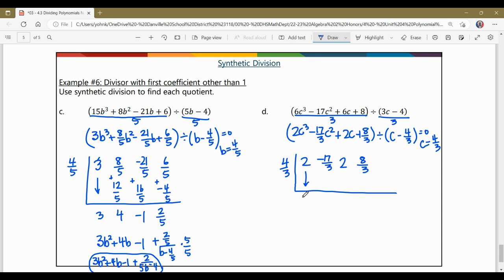So I'm going to bring down the 2, multiply 2 and 4/3 to get 8/3. Add these together, -17/3 plus 8/3 is -9/3, which is -3. Multiply -3 times 4/3, that's -4. Add these together, 2 and -4, you get -2. Multiply -2 times 4/3 is -8/3. Add 8/3 and -8/3, you get 0. Oh, look at that. No remainder. My problem started with a cube, so my answer is going to start with a square. 2c squared minus 3c minus 2.